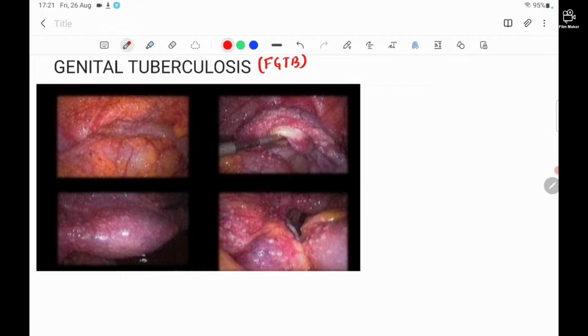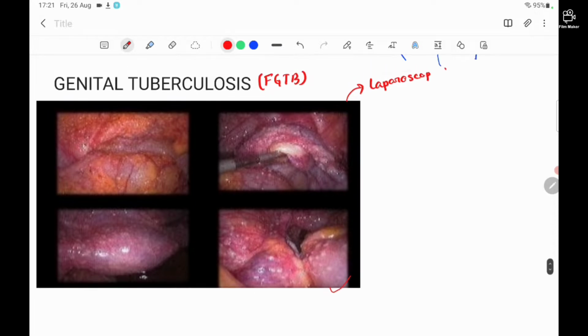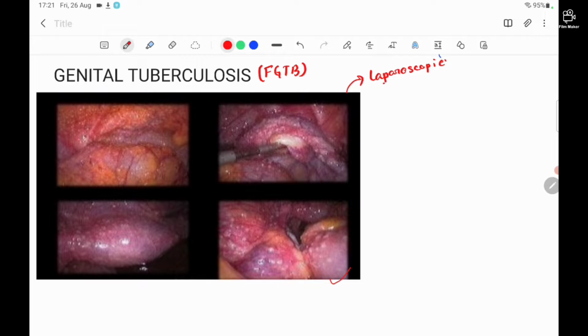So now here you can see a laparoscopic view of the genital tract. You can see the uterus, the fallopian tubes, and you can see the contour of the organs here, the condition. So this is a laparoscopic view.